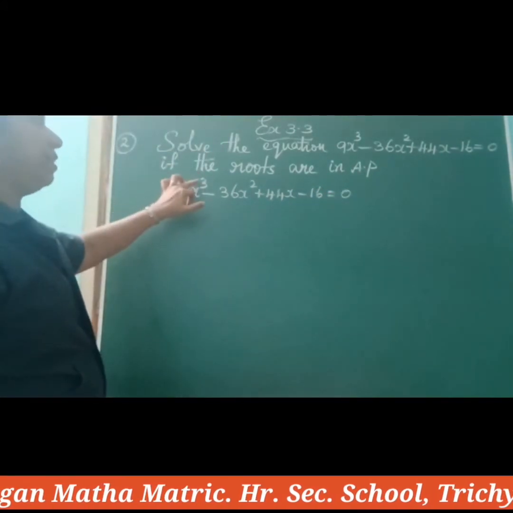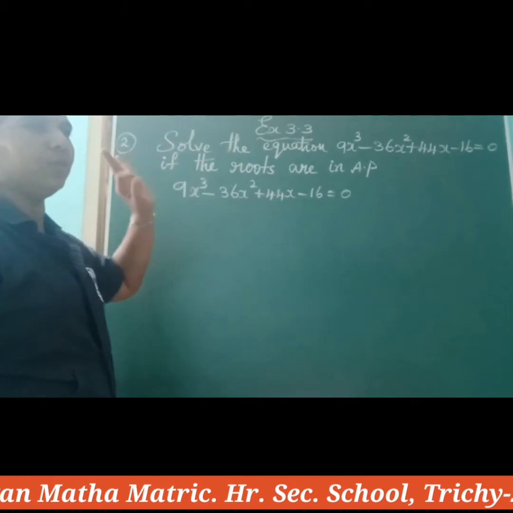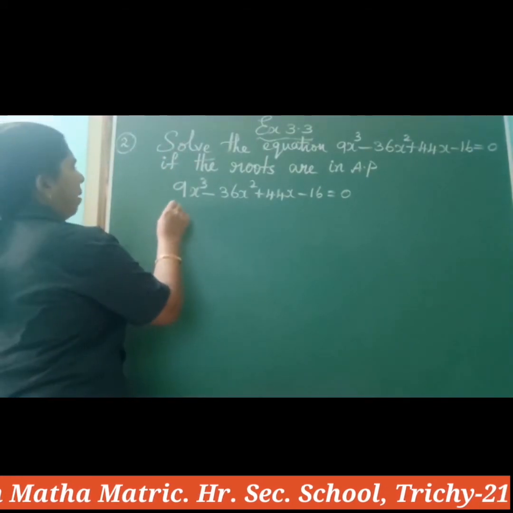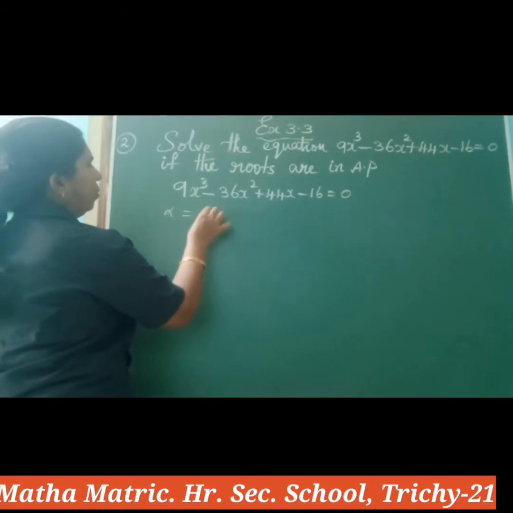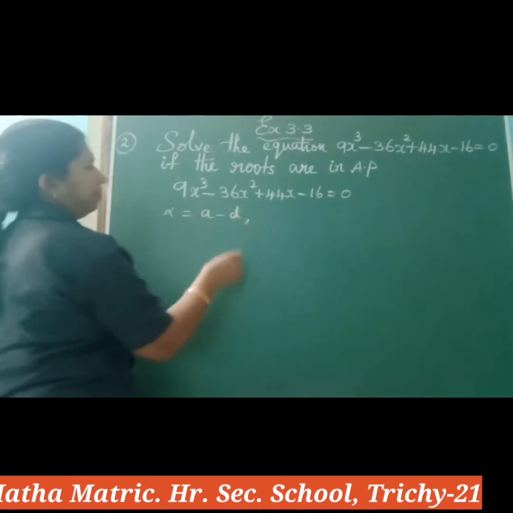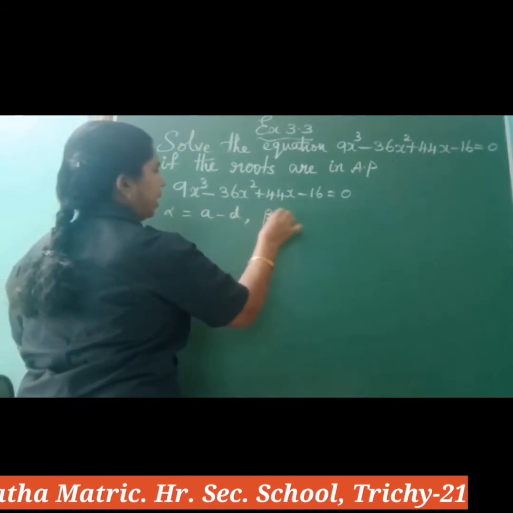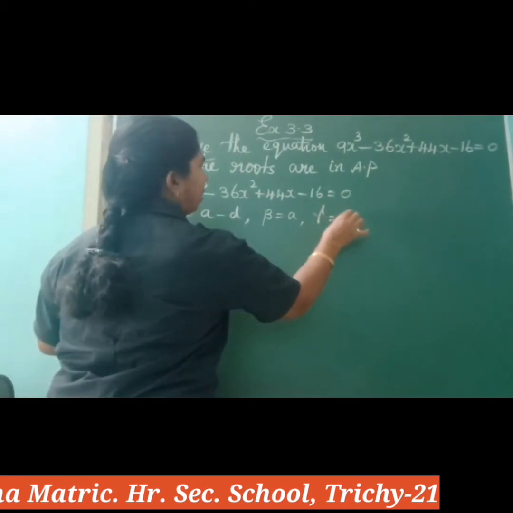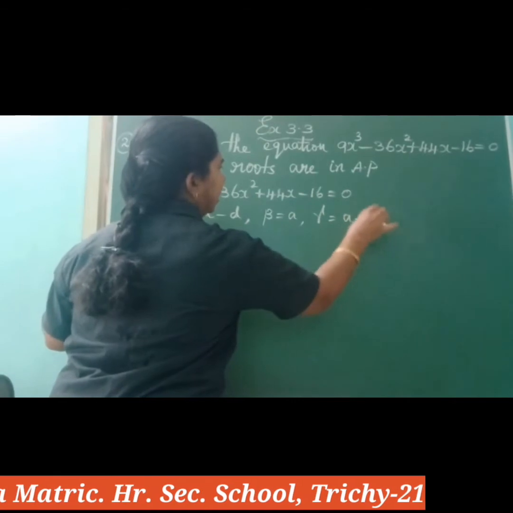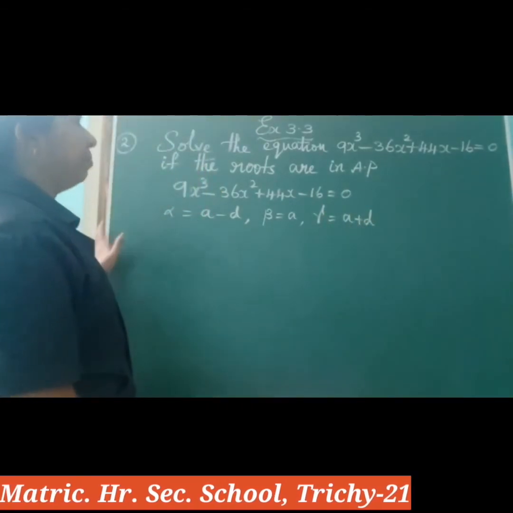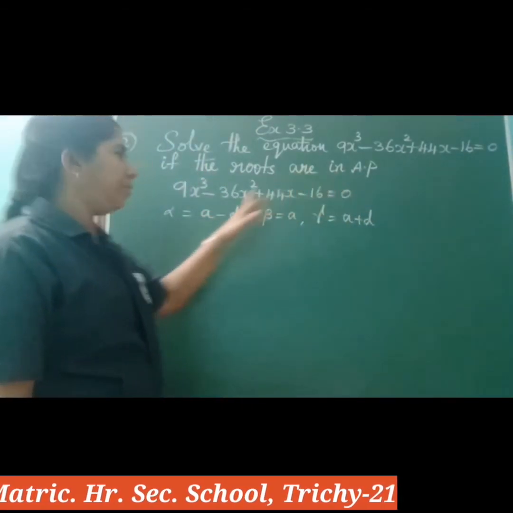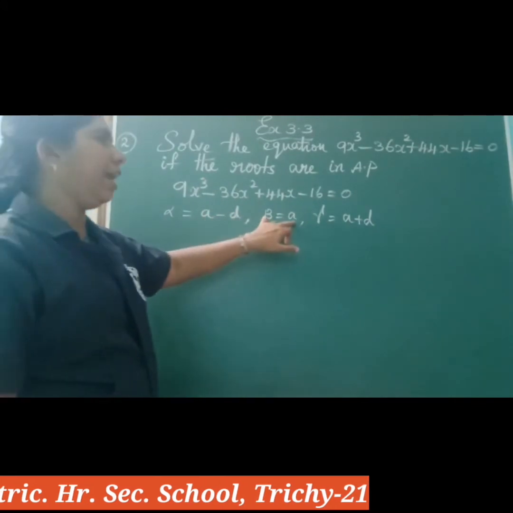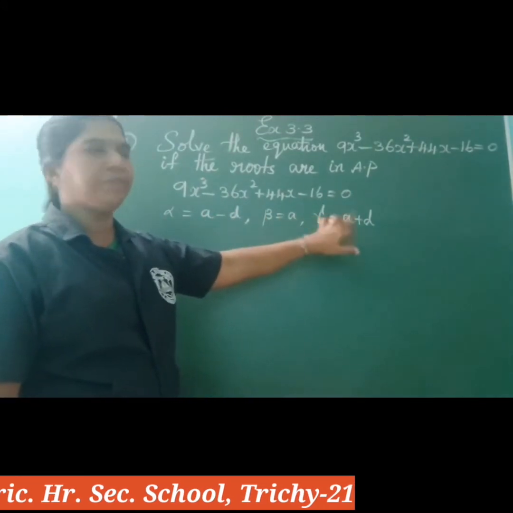Since the power is 3, we are having 3 roots. So we are taking the first root alpha equal to a minus d, second root beta equal to a, third root gamma equal to a plus d. Since in the question it is given the roots are in AP, we are taking the 3 roots as a minus d, a and a plus d.